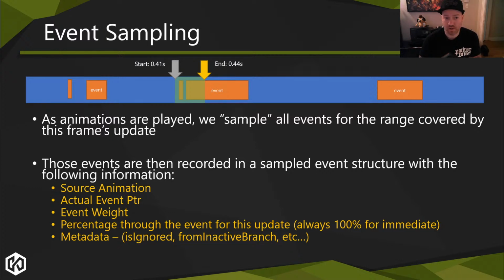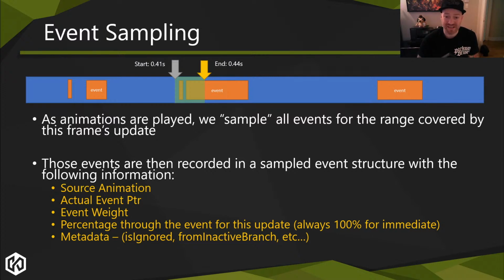How do we sample? Well, it's very similar to the root motion. We have the start point, and we have the end point. And we basically just create a little time range and say any events within this time range, that's what we return as the sampled events.